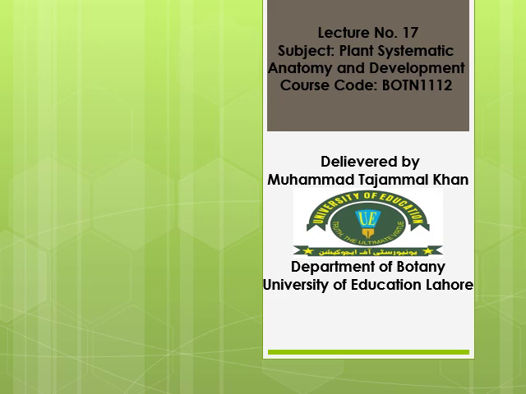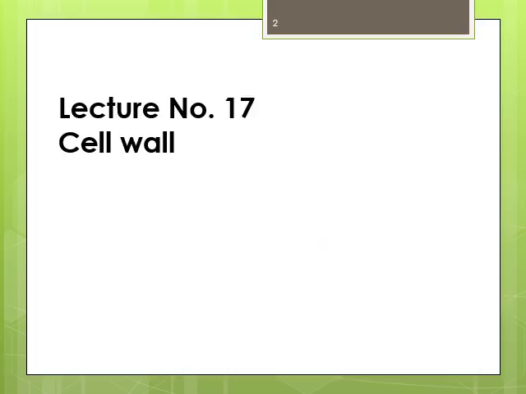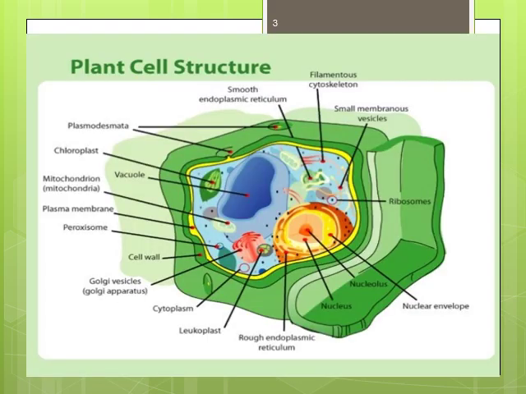Today, we will discuss a topic from one of the core subjects of botany, that is plant systematic anatomy and development. The course code of this subject is BOTN 1112. So let's begin this lecture number 17, and that is related to one of the major components of the plant cell, that is the cell wall. So here we have a general structure of a plant cell.